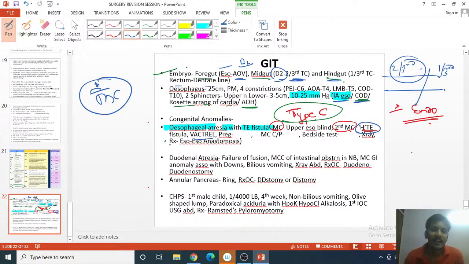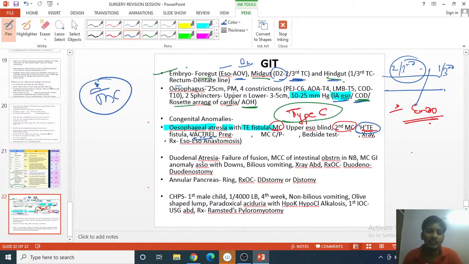Then VACTERL are the anomalies. What are the VACTERL anomalies which are associated with esophageal atresia? So in the VACTERL anomalies, what does V stand for? Vertebral. A for anorectal, C for cardiac, T for tracheal, R for renal, E for esophageal and L for limb defects.